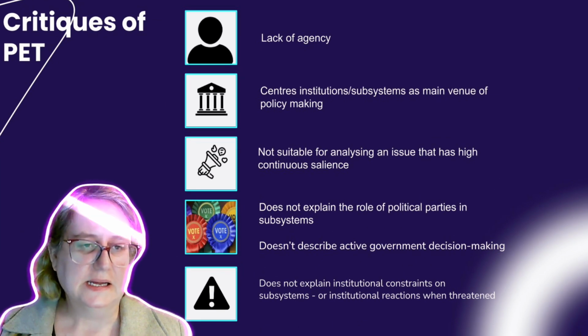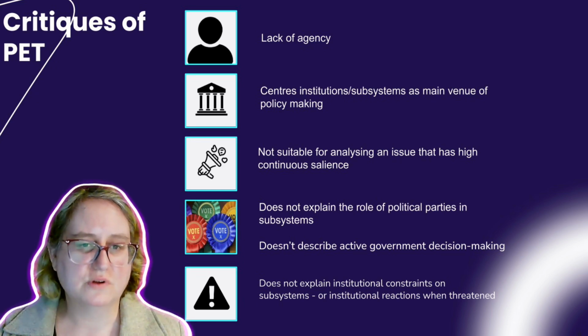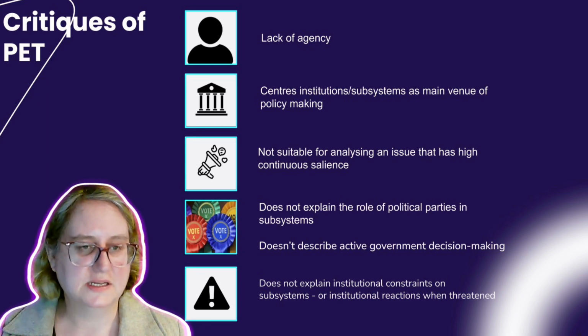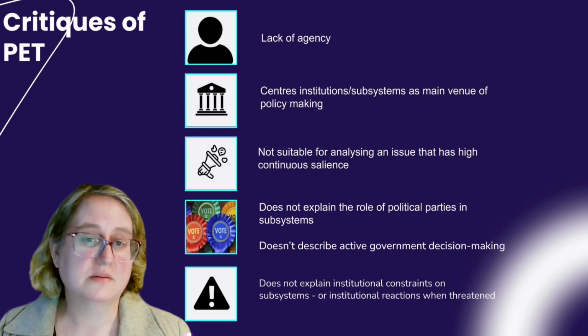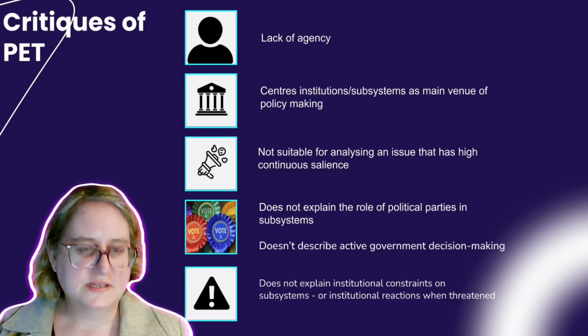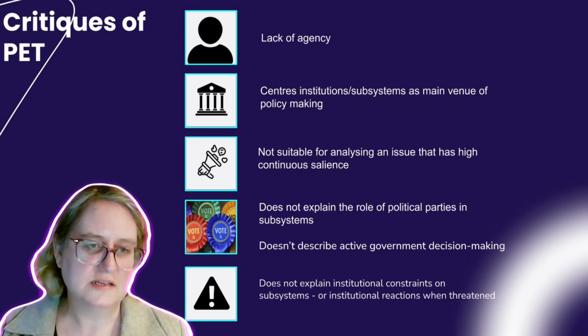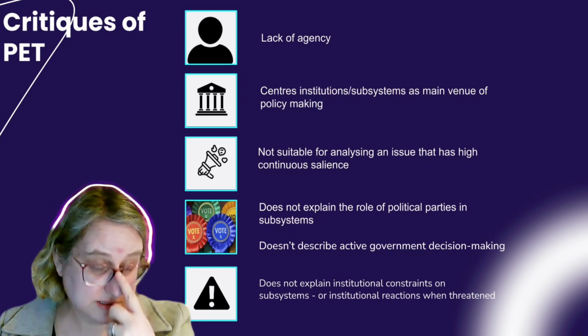Critiques of PET include lacking agency within the theory, and so while acknowledging the role of policy entrepreneurs, Shockley in 2017 suggests that PET is too mechanistic and fails to account for the complex interplay of human agency, decision-making, and the symbolic and emotional aspects of policy change. PET also centres institutions and subsystems as the main venue of policy making, so it can't fully describe the policy change process. Not suitable for analysing an issue that has high continuous salience.